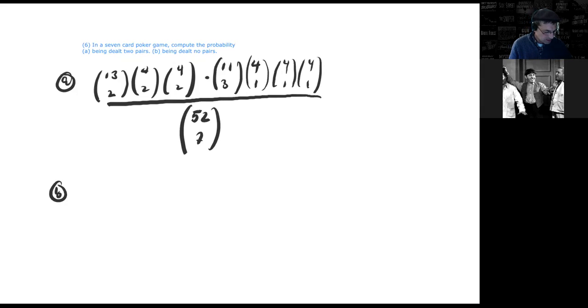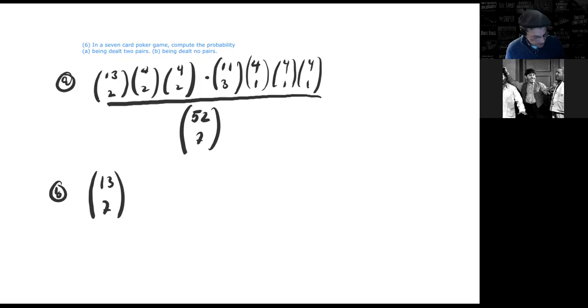So part B is no pairs. How do we deal with that? Well, if we want to get no pairs, that means we have to choose 7 distinct denominations. So like, say, a 5, a 7, a 9, a jack, a 2, and so on. So we have to choose 7 distinct denominations.